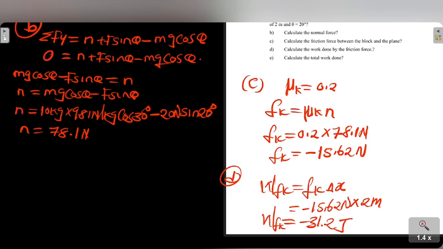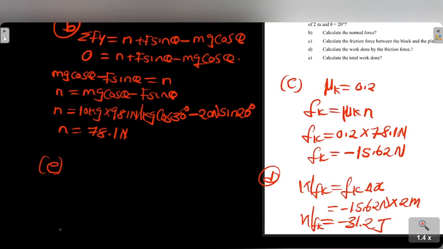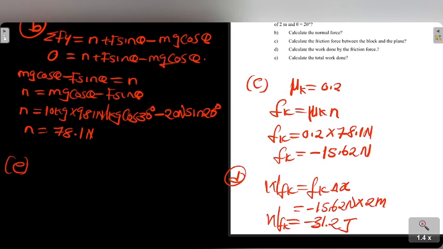Then now moving to E, which is our last part. E is requesting us to calculate the total work done. So remember, the total work done is the same as the net work done. So the total work done here will be equal to what? On the system, we have the work done by the applied force, plus the work done by the friction force, plus the work done by the normal force, plus the work done by the downward force, which is the gravitational force.